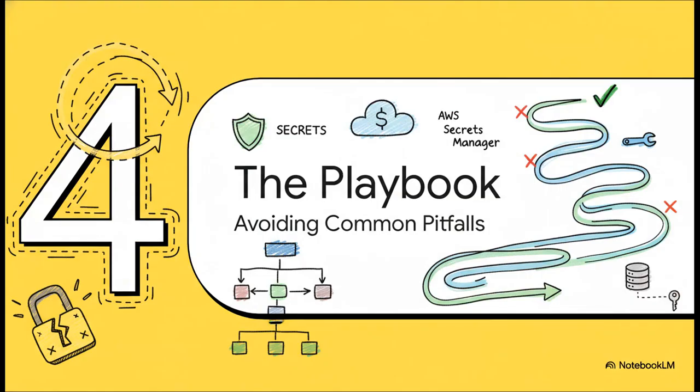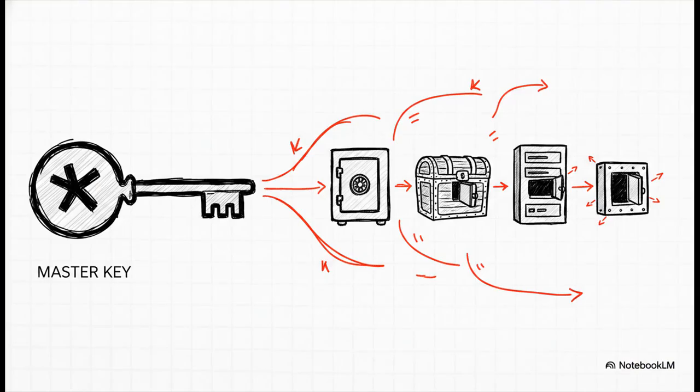Okay, so knowing how it works is one thing, but using it correctly in the real world is a whole other ballgame. So let's run through a quick playbook of common mistakes people make and, more importantly, how you can avoid them. The first and, believe me, the most common mistake is just getting lazy with your IAM permissions. It's so tempting to just use a wildcard and give a service permission to access all your secrets. But doing that completely defeats the purpose of the security model. One compromised service could expose everything.